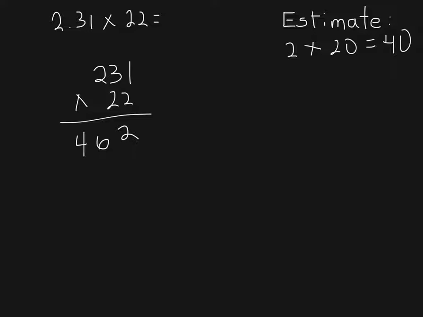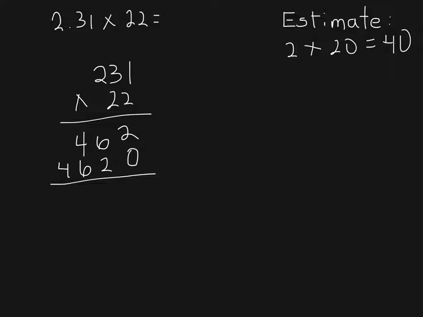Now I know that 20 is 10 times 2, so when I take 20 times that number, I'm just going to get 4,620. It'll be 10 times greater than when I multiplied 2 times 231.